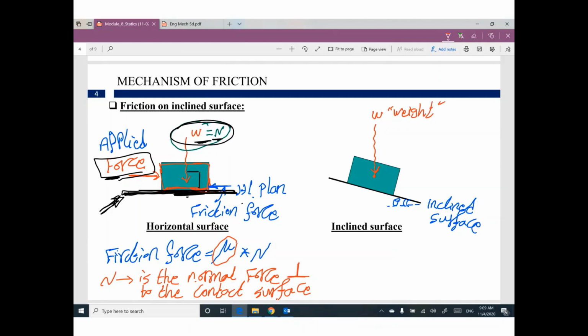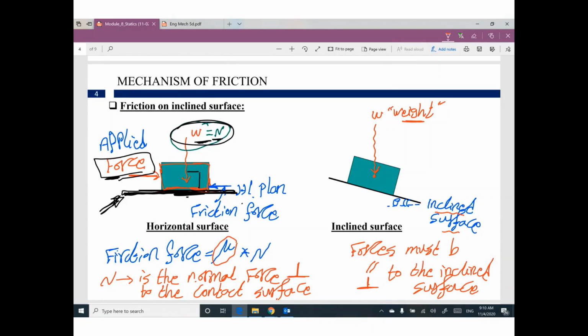I have a question. Do you think this weight in this direction will be okay for this inclined surface? No. Your forces must be parallel or perpendicular to the inclined surface. So we need to do some adjustment.